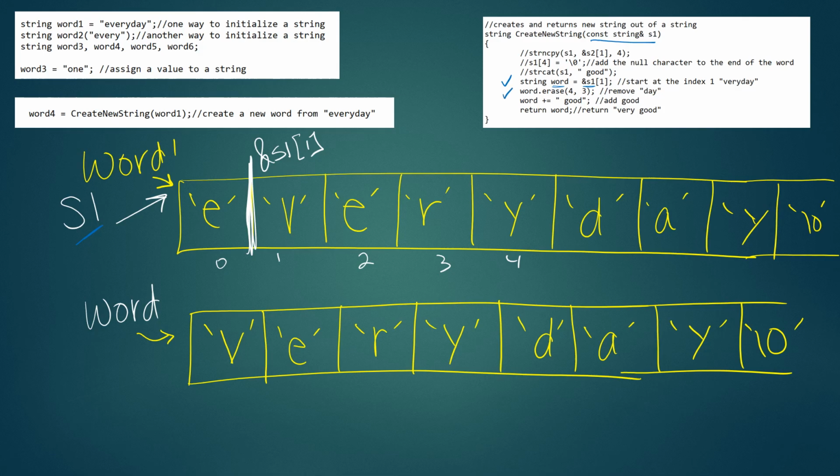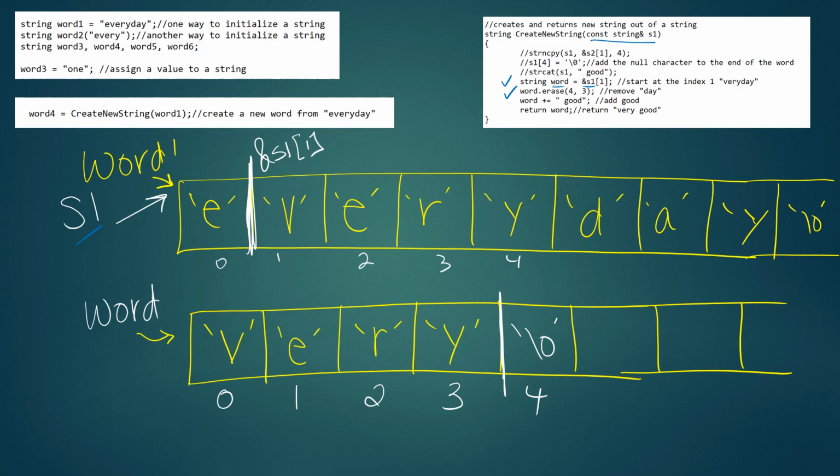Then the next thing we're going to do is use a member function, erase. We want to start at index 4, 0, 1, 2, 3, 4. That's right here. And we want to remove 3 characters, 1, 2, 3. This is a member function that's part of the string class. The nice thing is that when you use the erase member function, it will automatically add the null character here. So after this statement, we have changed VERYDAY into VERY.